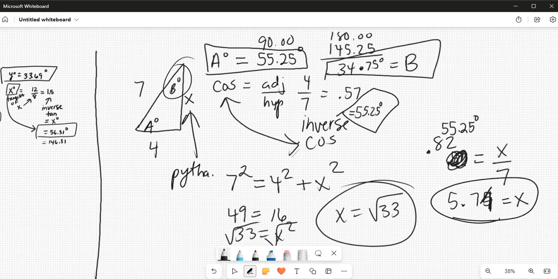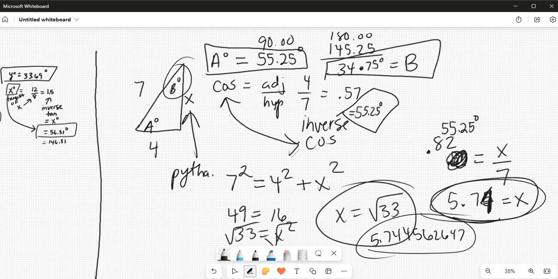And if you put the square root of 33 into the calculator, it also gives you 5.744562647. So you see that these approximate answers are the same. Okay, I hope that helps, and that gives you a little bit more help with these kinds of problems.